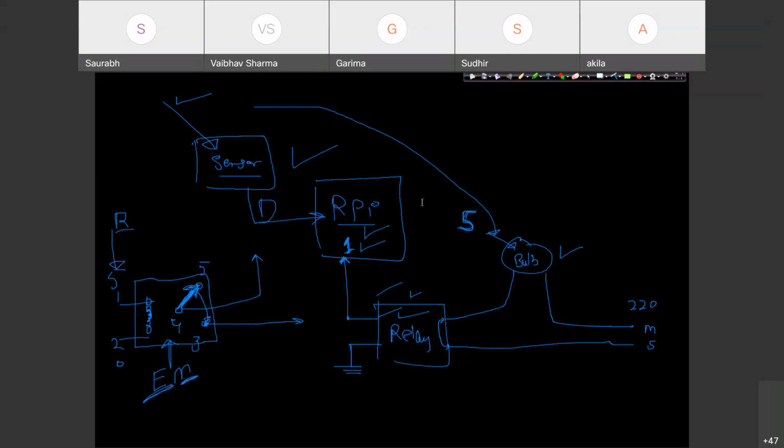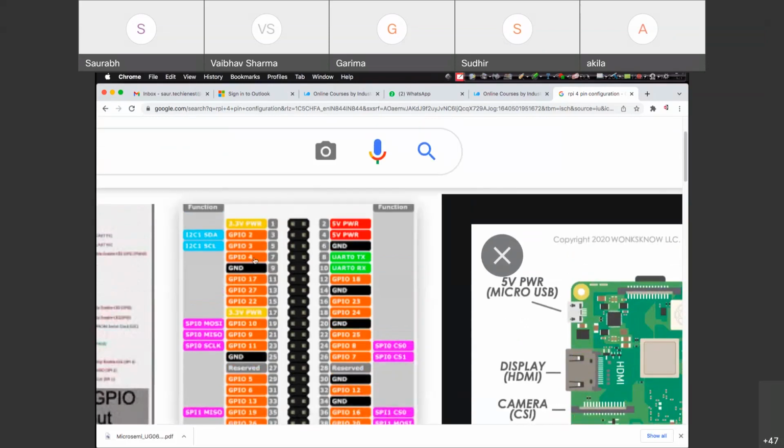Okay, so let's decide which pin of the Raspberry Pi we can use for this. We are going to use pin number 9 for ground. Pin number 2 is for VCC, because we had 2 VCC here, and we have to choose how to give the output. We can use pin number 11, which is GPIO 17.